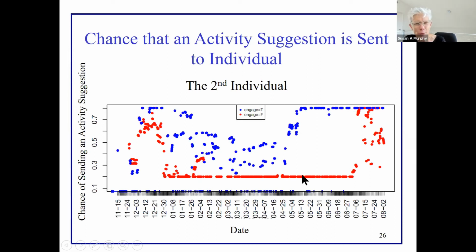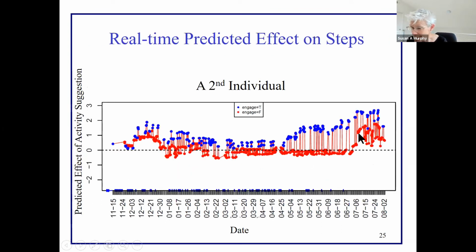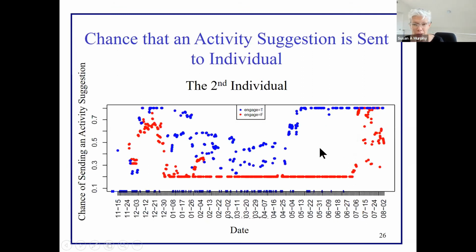Why do you think we didn't allow the randomization probability to go to 0? Any ideas? Because then you completely lose the exploration part. Exactly. Then if the user changes their behavior, we're dead. We'll never discover it. And indeed, this user started becoming responsive again in July. And the probabilities start going back up.